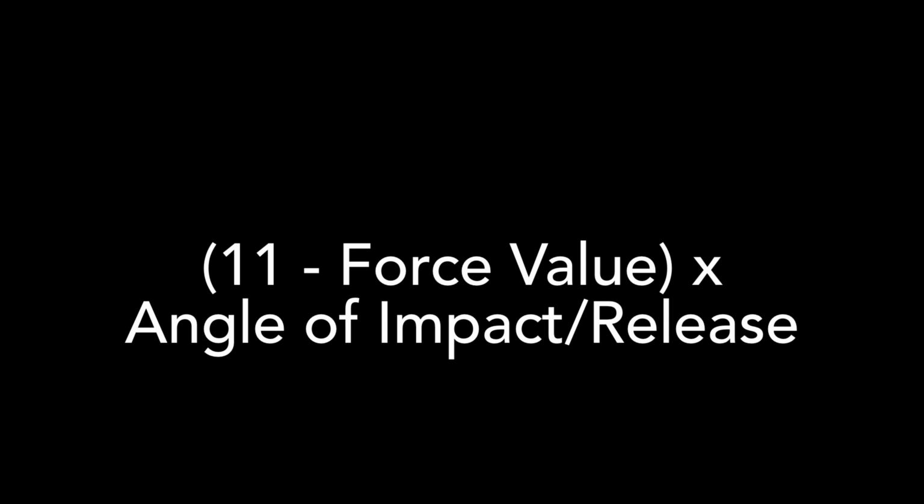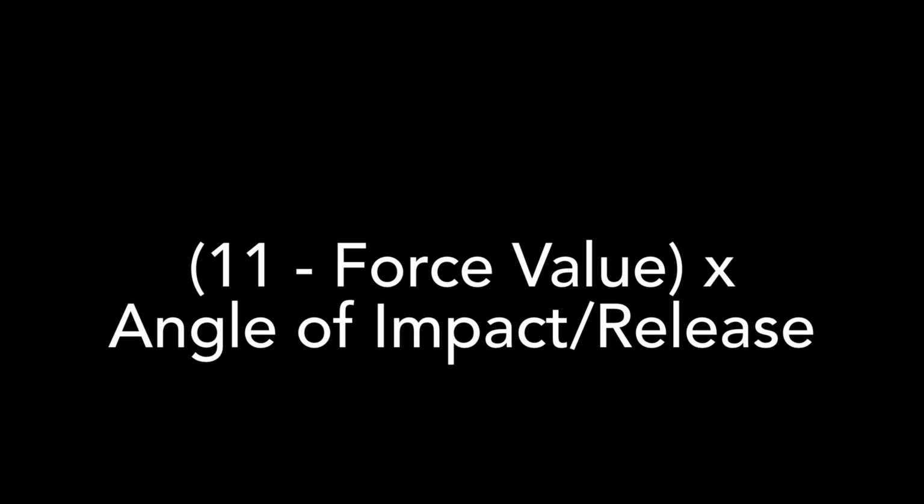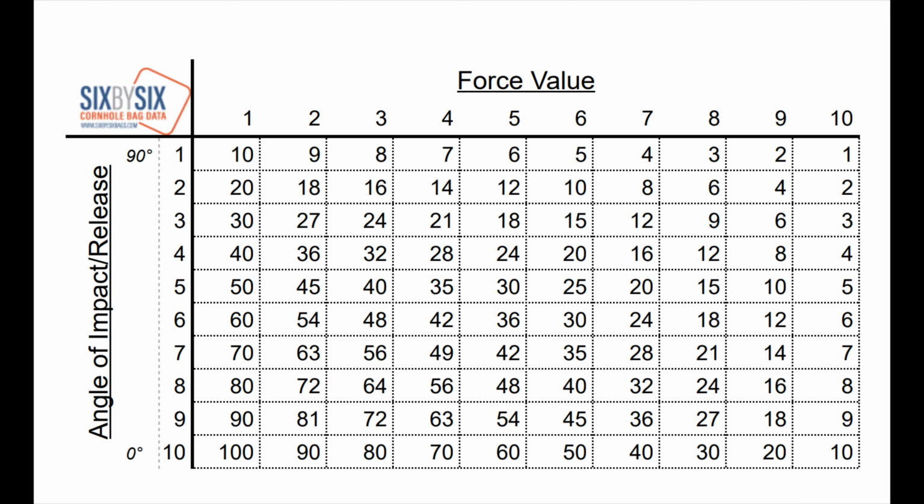And we can use our force value and the angle of impact to do a rough but accurate calculation of what our perceived speed is going to be. That equation is 11 minus the force value, times the angle of impact / release. And this table here shows how different force values and the angle of impact influence our perceived speed.